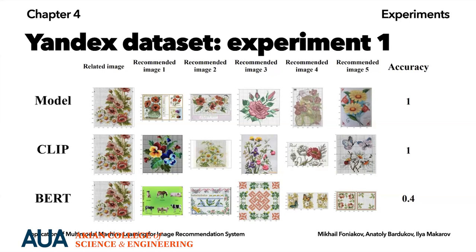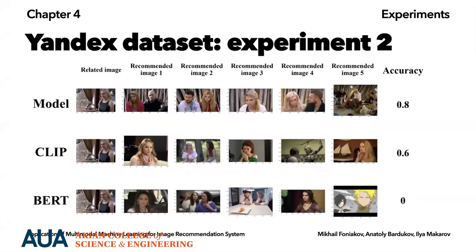For the BERT embedding, the system made 2 mistakes in the first and the second images. Its accuracy is 0.4. In the second experiment, the CatBoost model has a mistake in the last image. The accuracy is 0.8. The CLIP model has mistakes in the fourth and the fifth images. The accuracy is 0.6. The BERT model has no correct images, of course. The accuracy is 0.